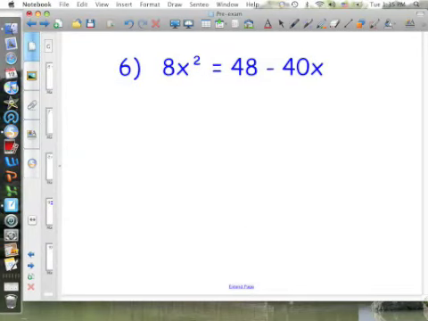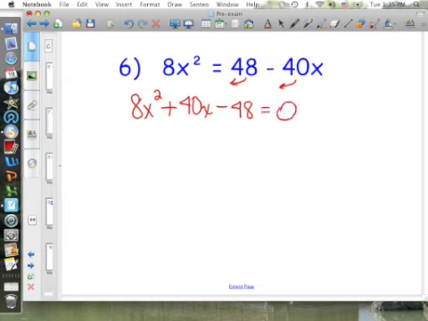to 0. We're going to leave 8x squared here. We are going to bring 40x over by adding it to both sides. We are going to bring 48 over by subtracting it from both sides and set the whole thing equal to 0. This is a problem that can be factored.